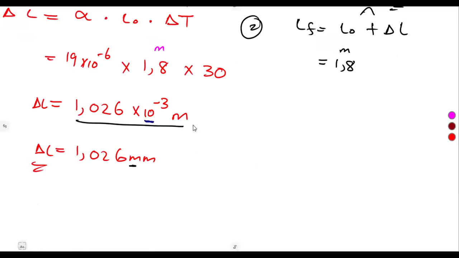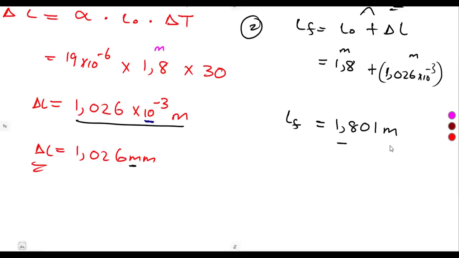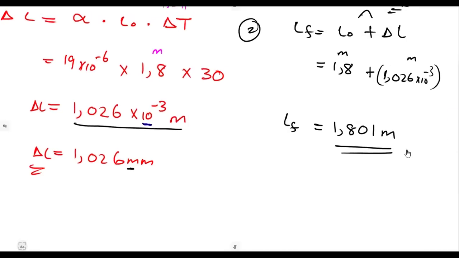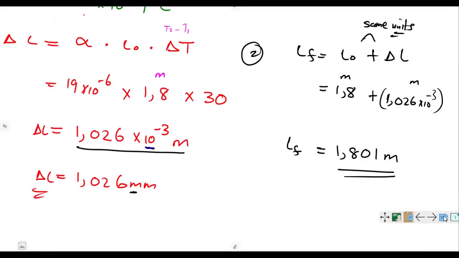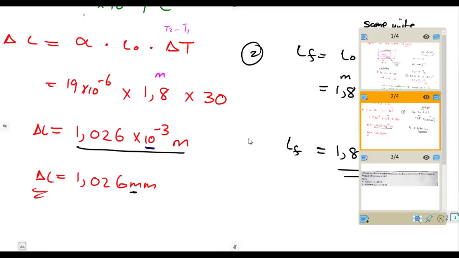Remember, this is our answer in meters, or just convert: times 10 to the exponent of what? Minus 3. 1,026, sorry, times 10 to the exponent of minus 3 like this in meters. So that was going to give us the final length. So you're going to get 1,801, and so on. So that's 1,801 in what? In meters. The final length. Play around with the information, guys. Understand your information. The information is there, but how to use it?